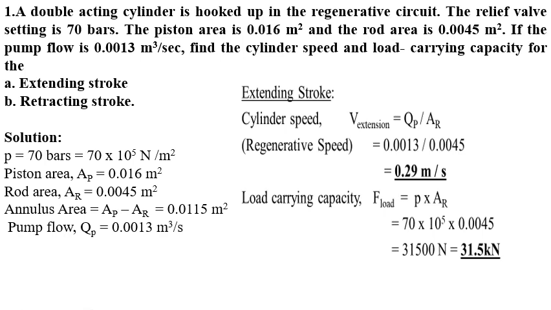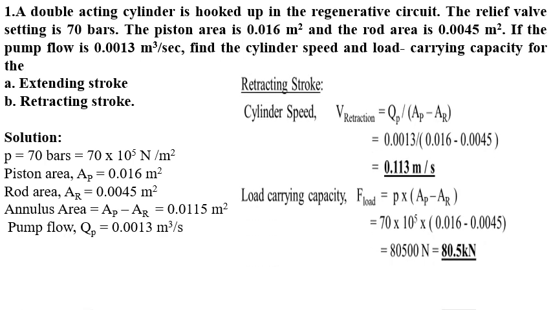Now we will move on to sub question B. Find out cylinder speed and load carrying capacity for retracting stroke. In retracting stroke, there is a formula, velocity during retraction or speed during retraction equal to pump flow divided by annulus area, AP minus AR. QP is 0.0013 dividing by AP minus AR, 0.016 minus 0.0045. Simplify this, we will get 0.113 meter per second.